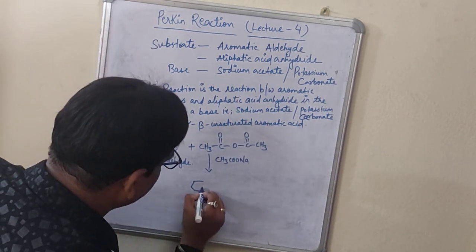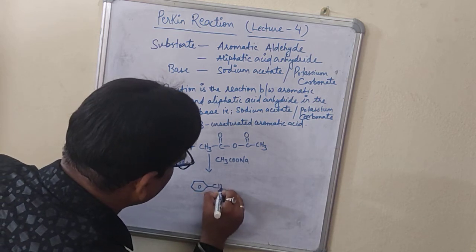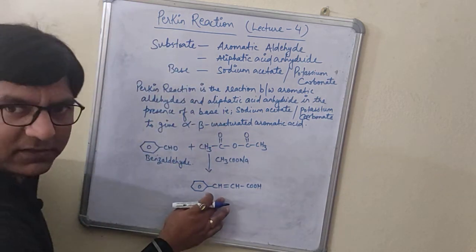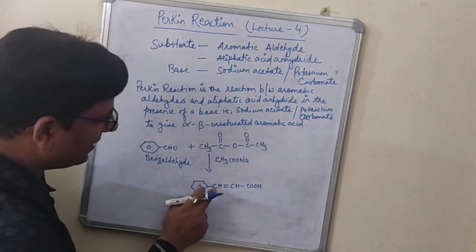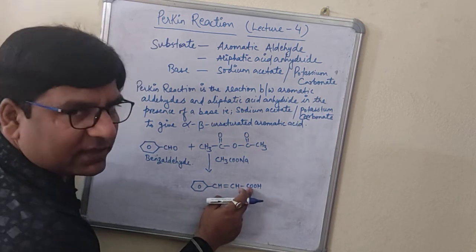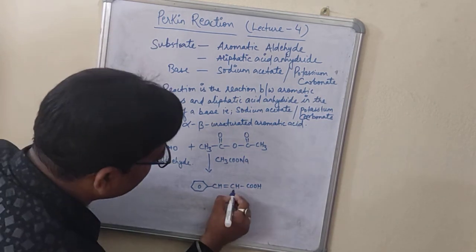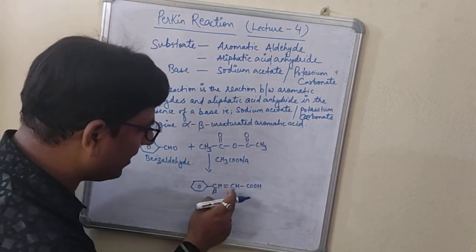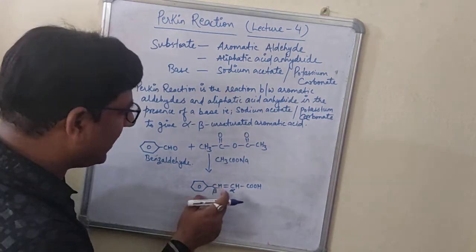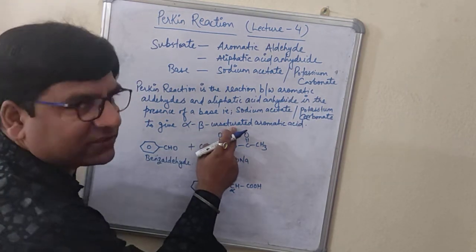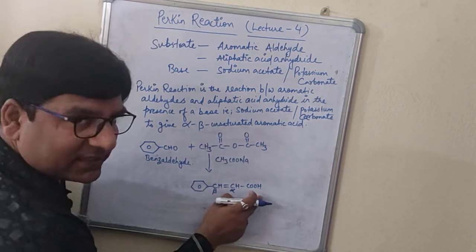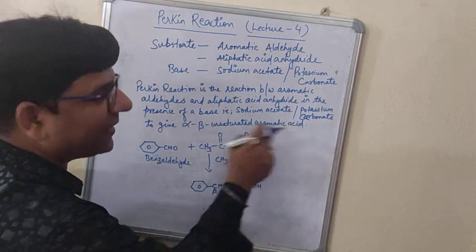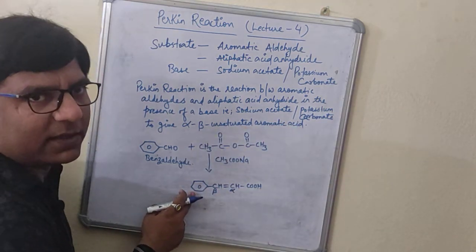So the product will be like this: CH double bond CH, C double bond O, OH. Now see students, this is the aromatic ring, right? CH double bond CH, and this is the COOH. This is the acid, right? So this is the alpha carbon, this is the beta carbon. Now here you are seeing that there is an unsaturation between the alpha carbon and the beta carbon. So that is why it is said to be what? Alpha beta unsaturated, right? And you know, this is the acid, because this is the acid functional group. So we say it is the aromatic acid because this is the aromatic ring that is attached to it.